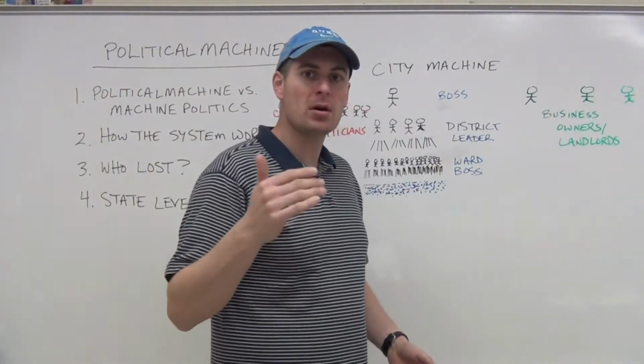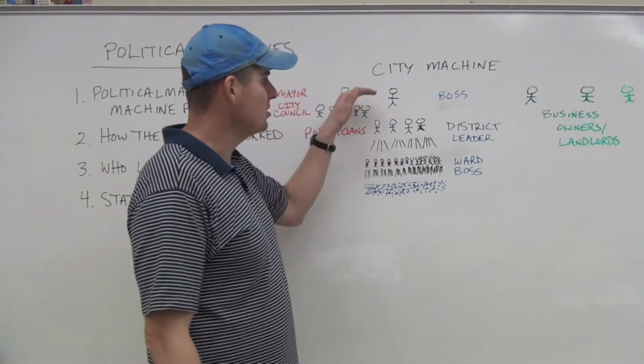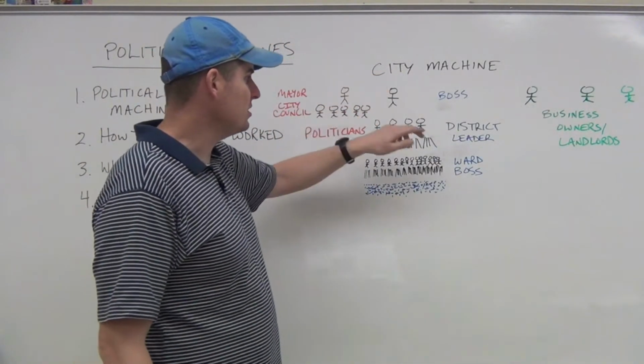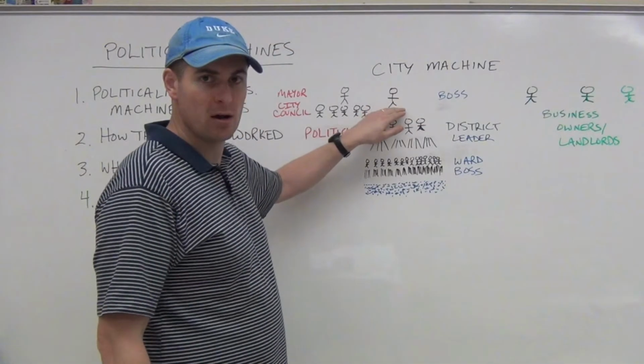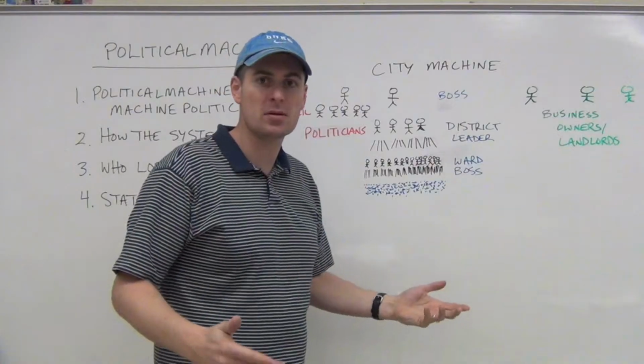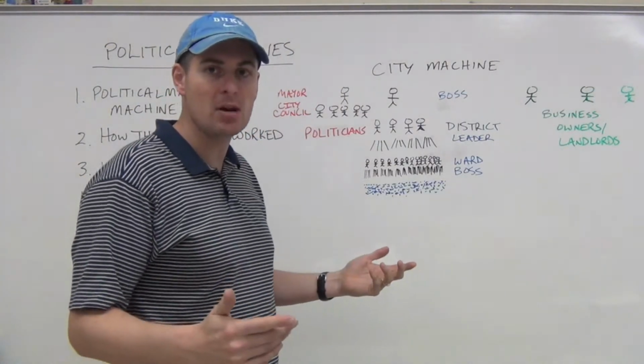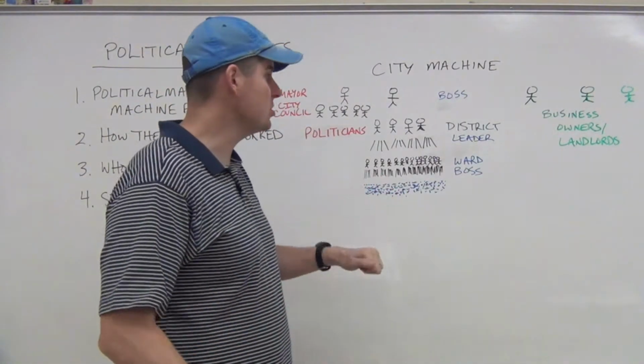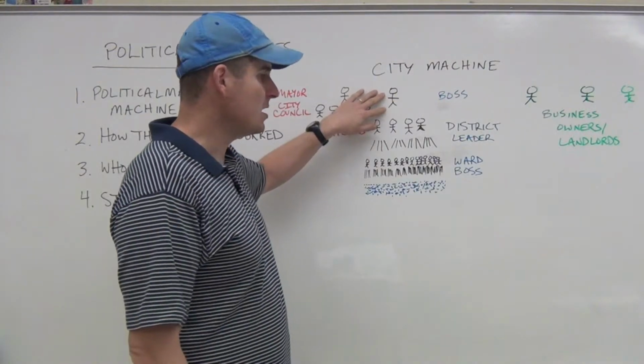All right, so how does the system work at a city level? We're going to start with the city level, make this pretty quick. So if you look at a city machine, in the center you got the boss right here. The boss of the machine, and the most famous example is, of course, Boss Tweed with the Tammany Hall city machine. But basically, he's in charge.